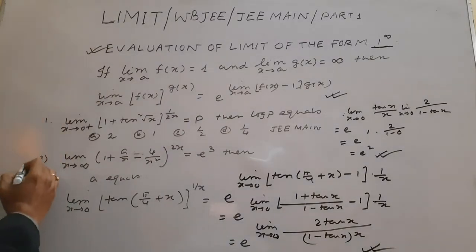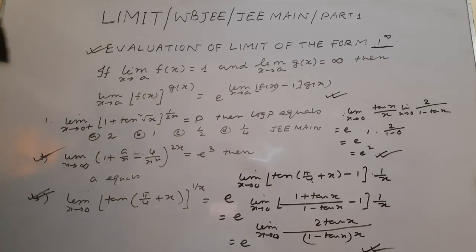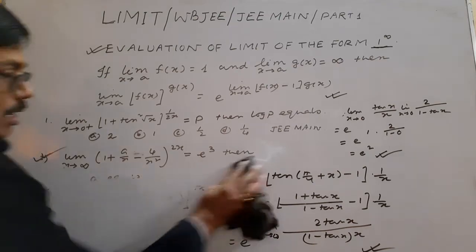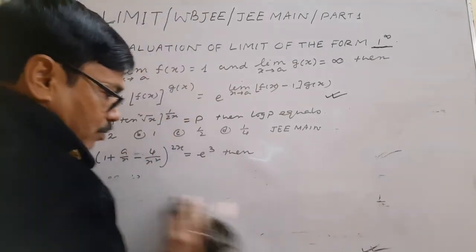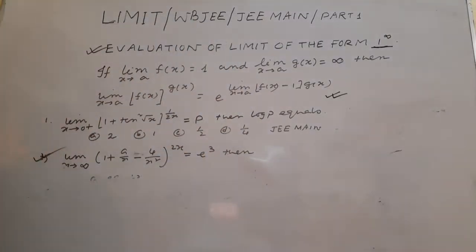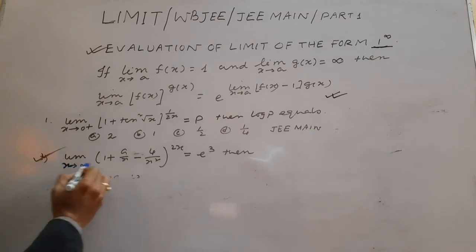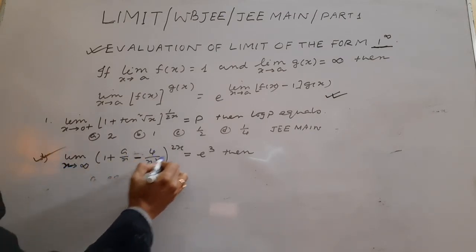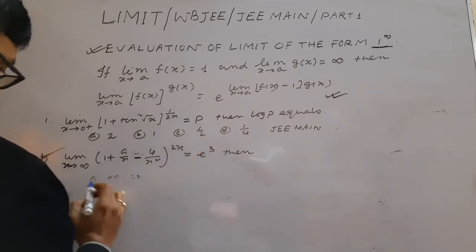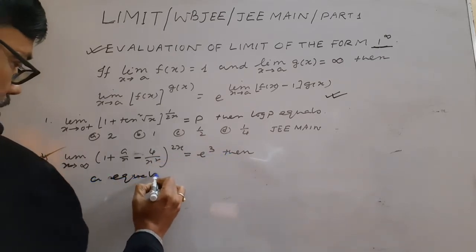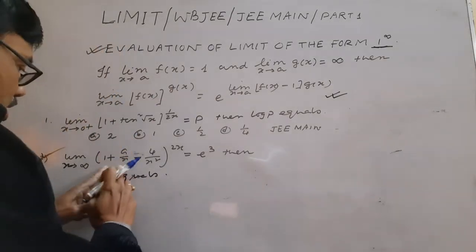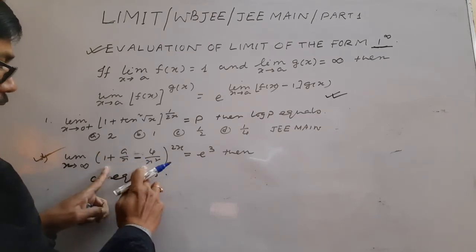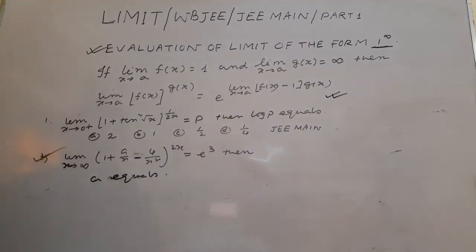Now look, problem number 2. Exactly the same problem, they are of the same type. Limit x tends to infinity, [1 plus a by x minus 4 by x squared] to the power 2x equals e cube. Then a equals? Look, if x is infinity, this is f(x). f(x) is 1 because this part is 0, so 1 to the power infinity.